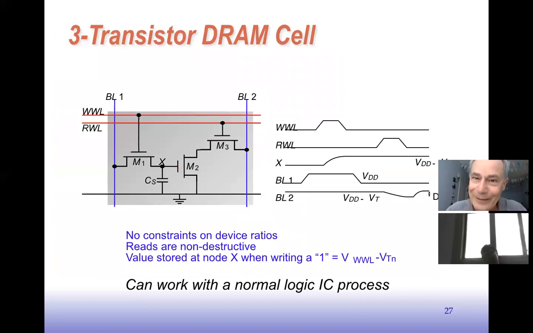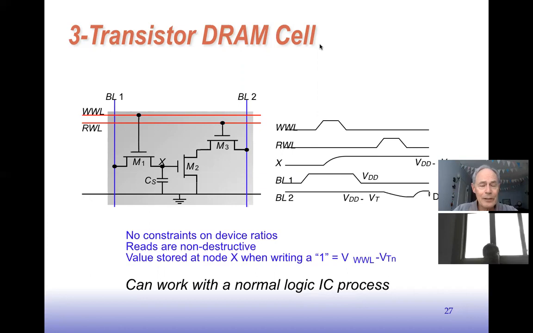Before I show you the most common type of DRAM, though, I'm going to show you this 3-transistor DRAM cell. Remember, the SRAM was 6 transistors, so this will be smaller than the SRAM cell. So it has the advantage that it's smaller, but it has some disadvantages too. Now, this particular cell is a type of DRAM that can work in a normal logic process. Can be made out of standard transistors.